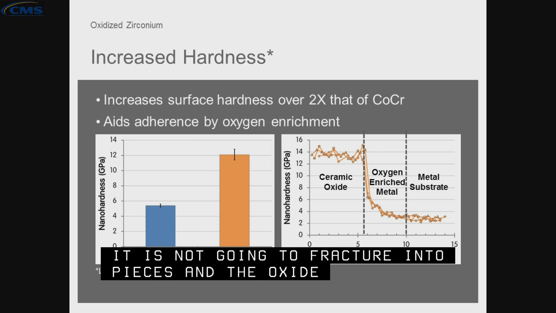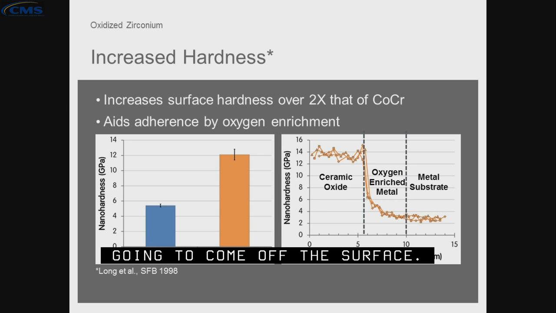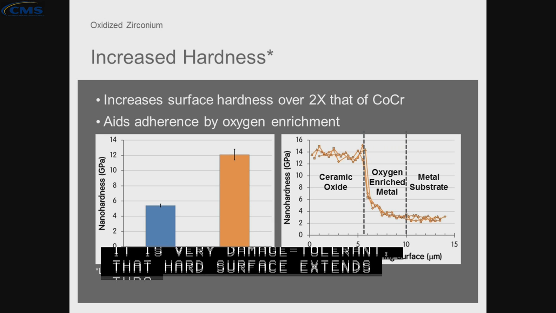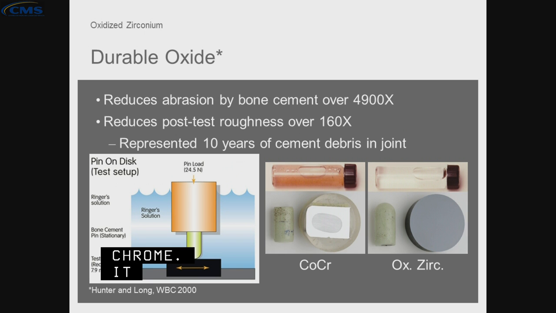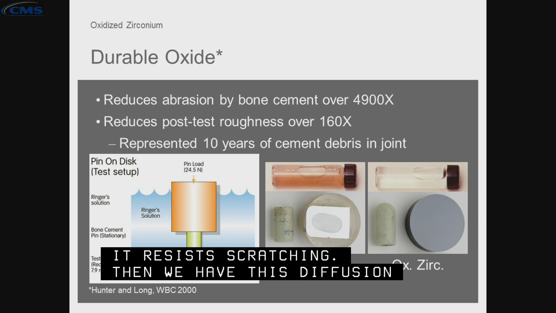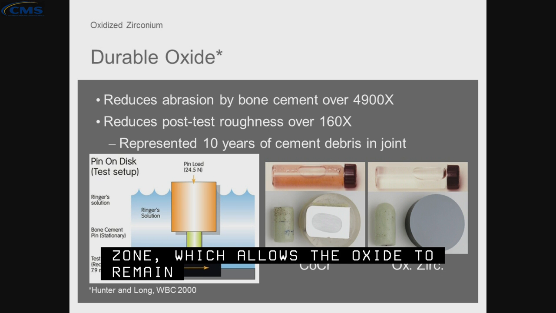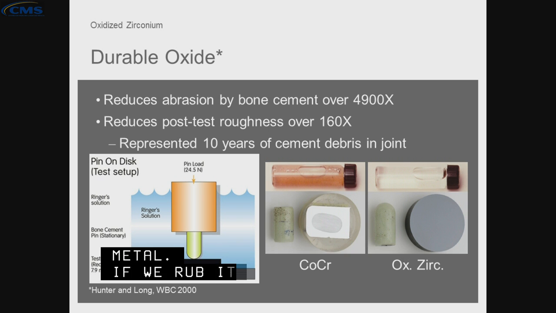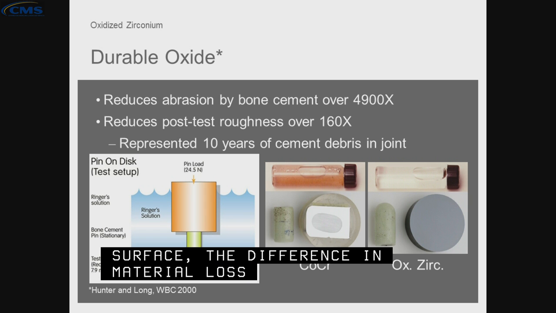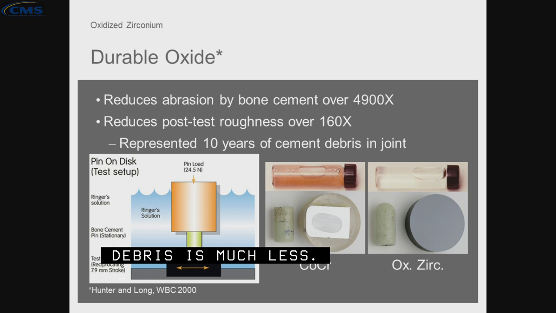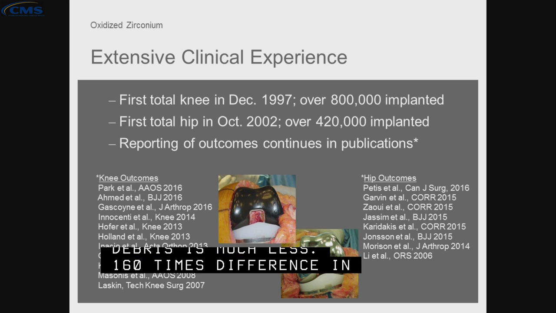Now, that hard surface extends all the way through the oxide. It's over twice as hard as the cobalt chrome, so it resists scratching. And then we have this diffusion zone underneath, which allows the oxide to remain very well attached to the metal. If we rub it with a very strong abrasive like bone cement over 4,900 times, the difference in material loss between cobalt chrome and oxinium, as you can see here, the amount of debris is much less, a 160 times difference in roughness of these materials as well. So it's a very durable structure.